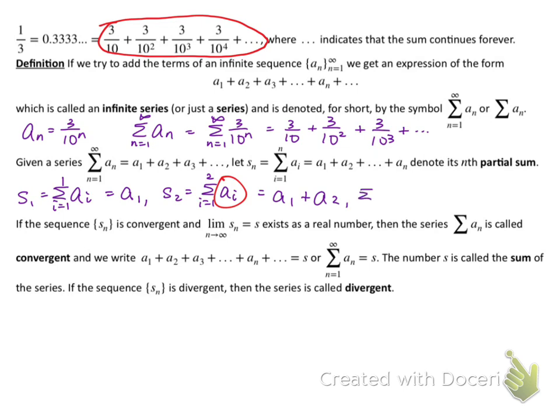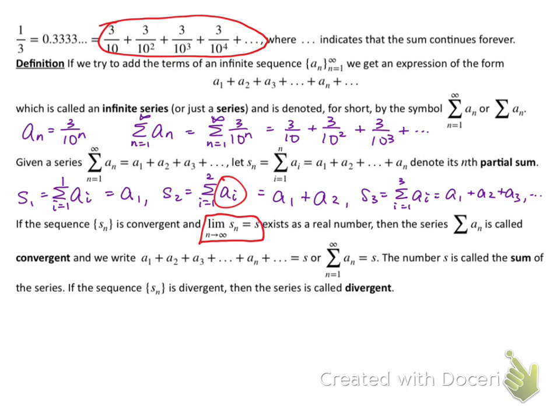Similarly, S3 will be the first three terms added up together, a1 plus a2 plus a3, etc. And of course, when you let n approach infinity, you are really just adding up all the terms, which means the limit as n approaches infinity of S_n is just S, which is the sigma.